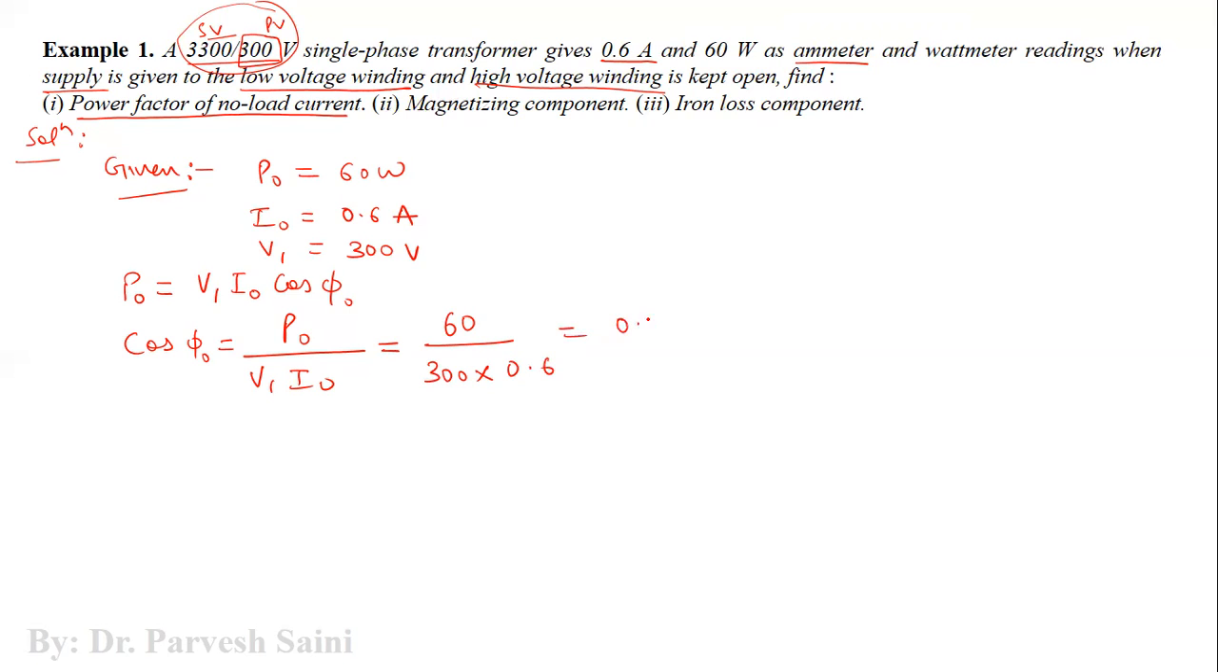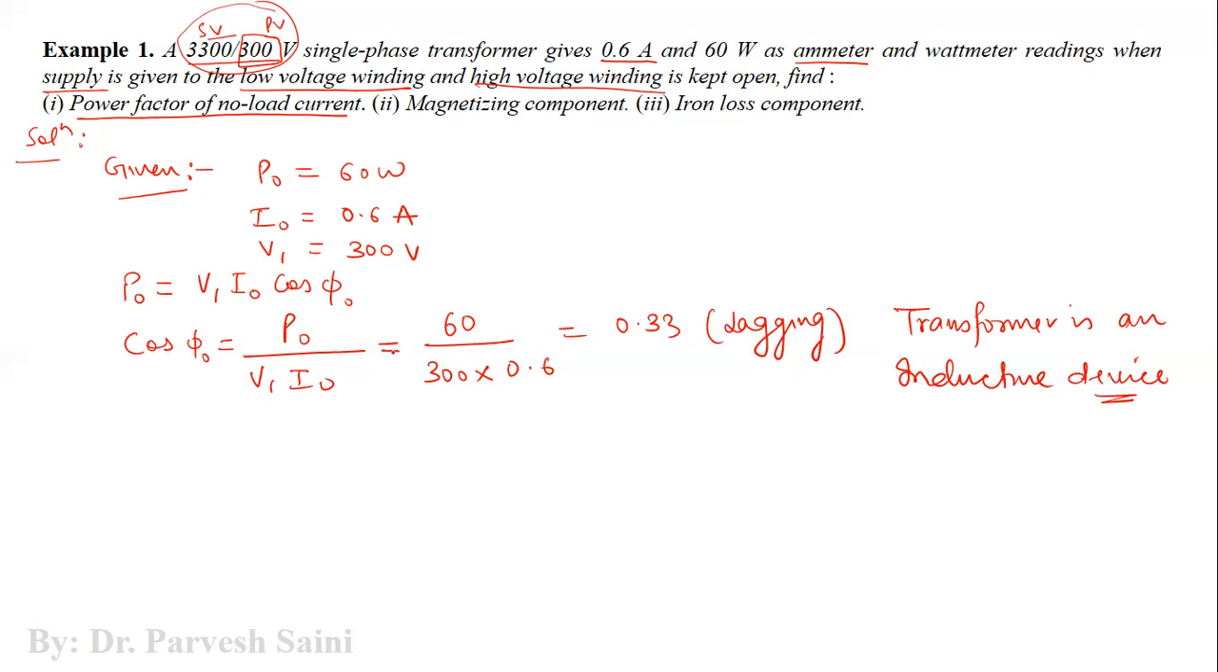So it is 0.33 lagging. Now why are we writing lagging here? Because the transformer is an inductive device, right? So it will always be lagging, and we have the inductor. We are representing the winding as the inductor. We represent the magnetizing effect in the core as inductor. So that is why the power factor of the transformer is lagging.